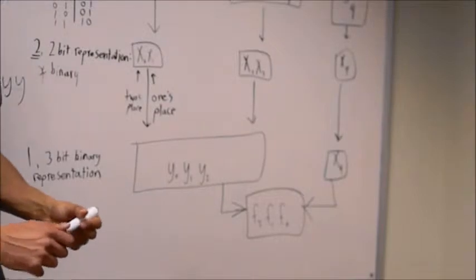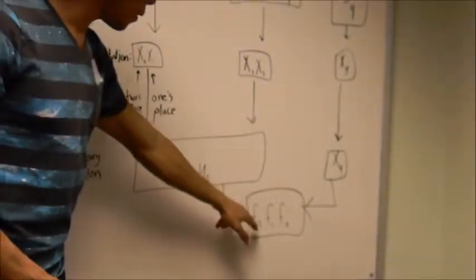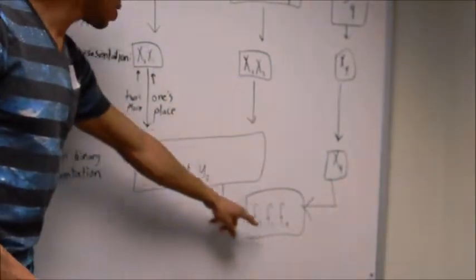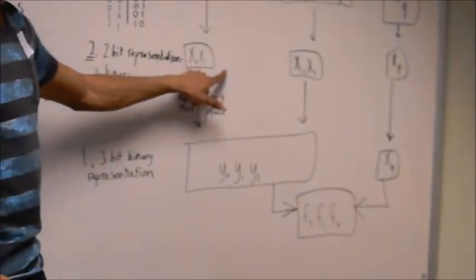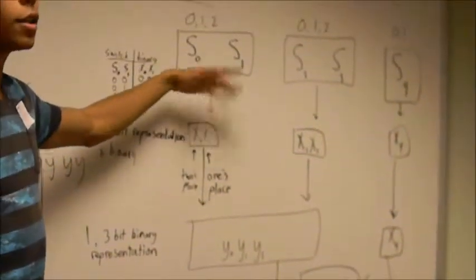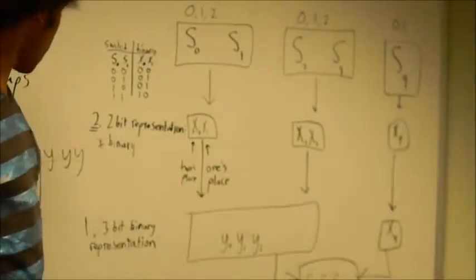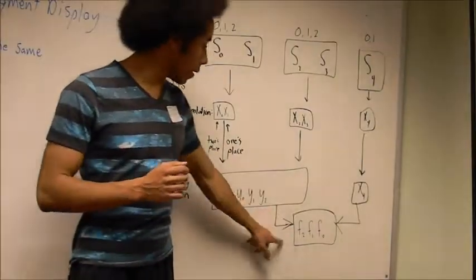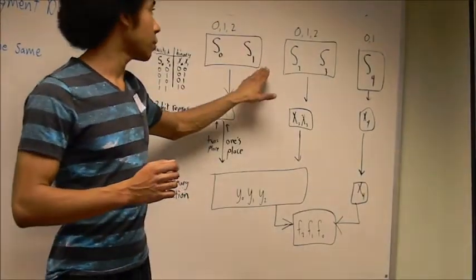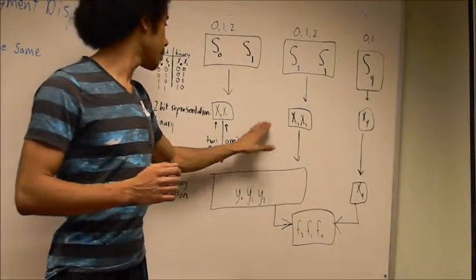So at the end, what we're going to have is a function f2, f1, and f0 in terms of y, which are actually in terms of x, which are actually in terms of s. So now we're back to where we want to be. So we just said that we have f2, f1, f0 in terms of s through these intermediate steps.